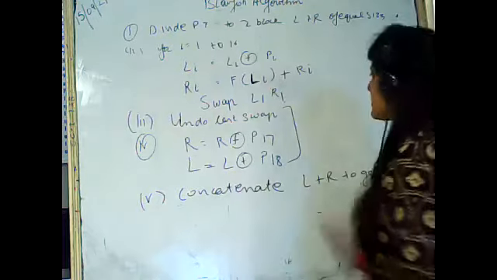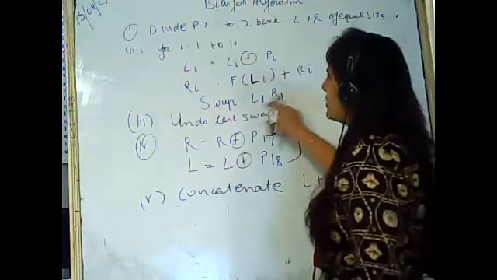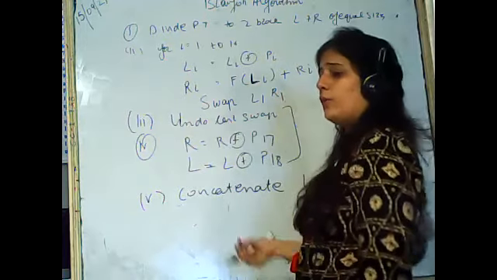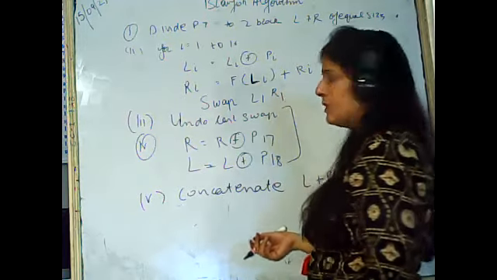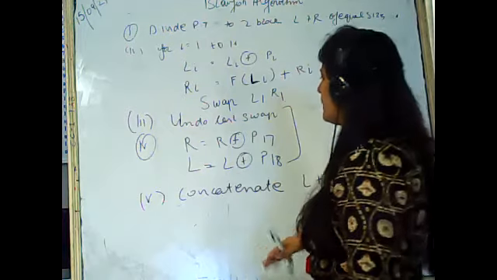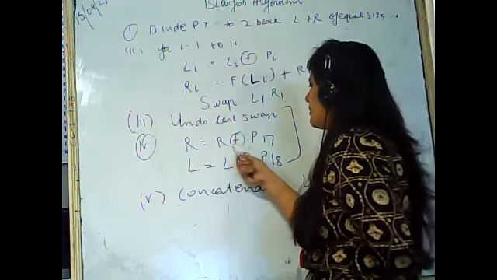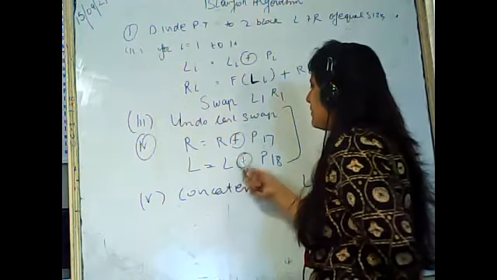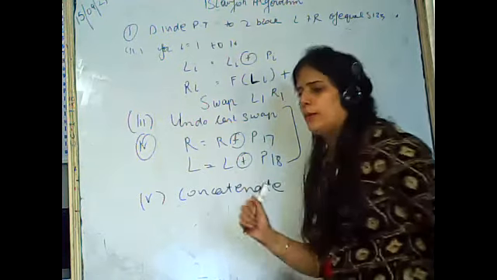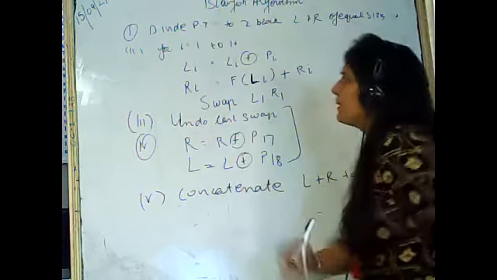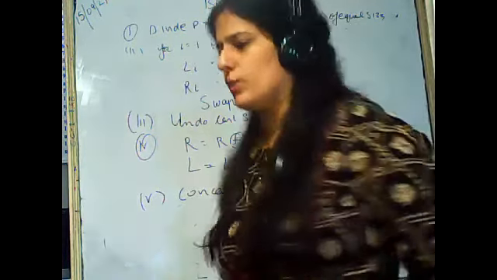Just remember this point: first we swap both L and R values. After that, again we perform the undo on that. So we re-swap that particular part, and finally on the R part we perform the XOR operation with P17, and for L we perform the same with P18. Clear? So these are the main steps of your algorithm.